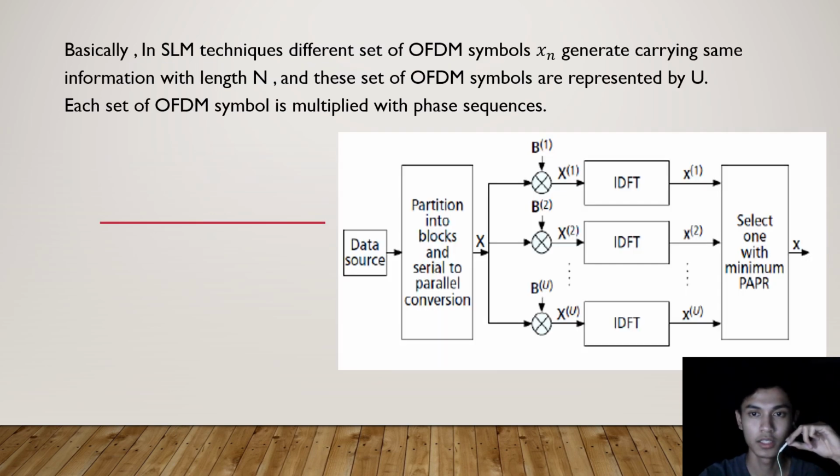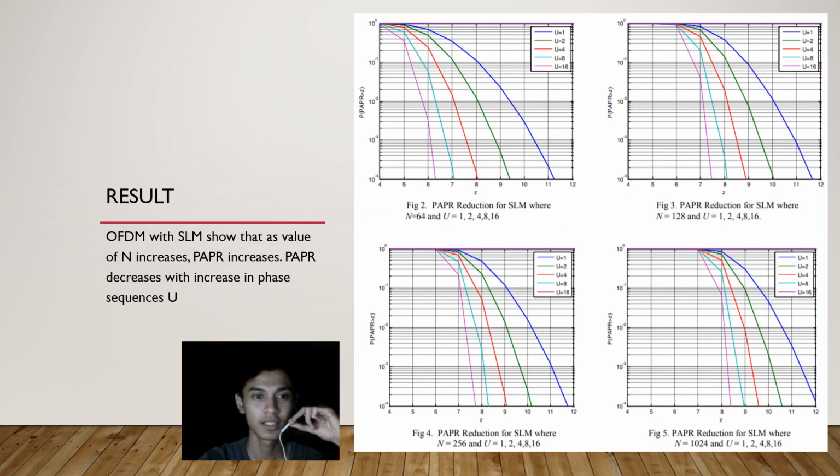This is the block, this is the U. So the data source is transformed from serial to parallel. This is X1, X2, and XU. From this the information is the same, but the P1, P2, and PU are random. So from that, this is the IFFT, and then from there we select the one with minimum PAPR from multiplying P and the data information. Okay, then this is the result.